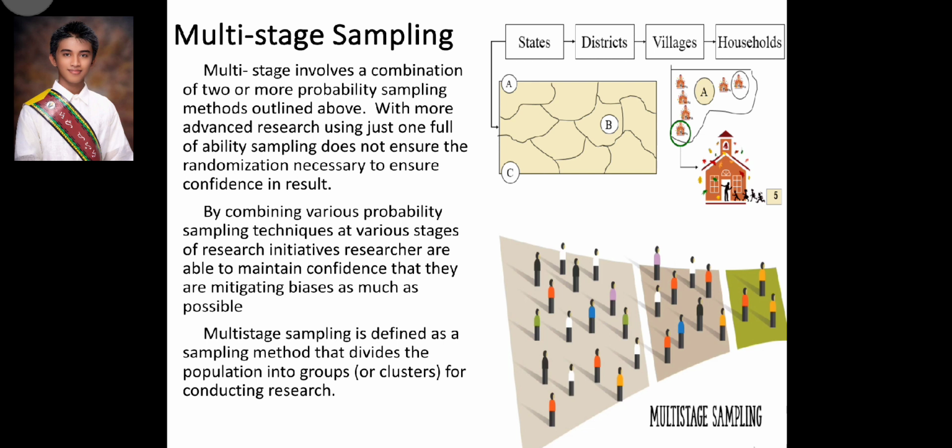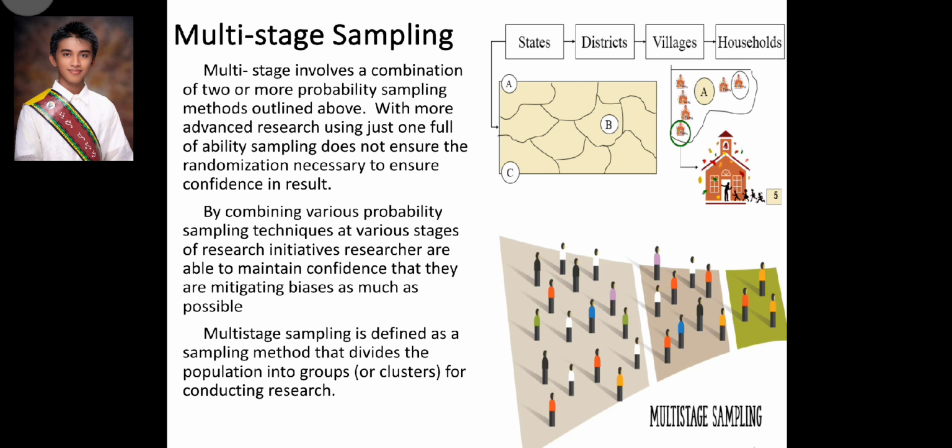Ang atong population ato siyang divide different stages. For example, the whole states. In every stage ato siyang another stage sa stage is a district. And next to the district is the village, and the simplest or the smallest group or stage are our household. So, between those stages, we can choose what stage of sampling we do.